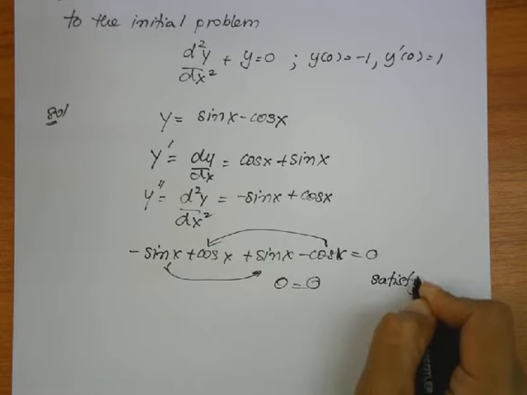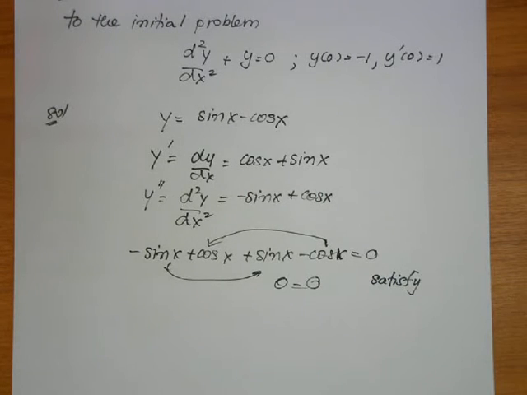So that means if you have y equal to sin x minus cos x, it is a solution for d squared y by dx squared plus y equal to 0, where we have two boundary conditions: at x equal to 0, y is equal to minus 1, and at x equal to 0, the first derivative of y is equal to 1.